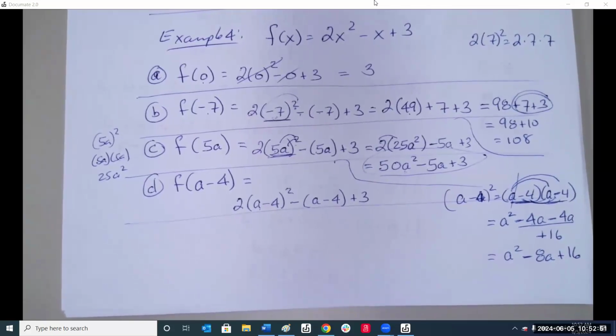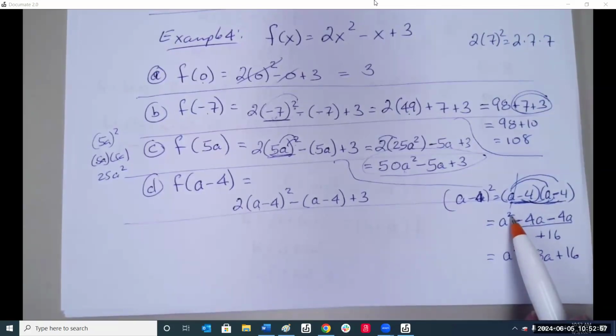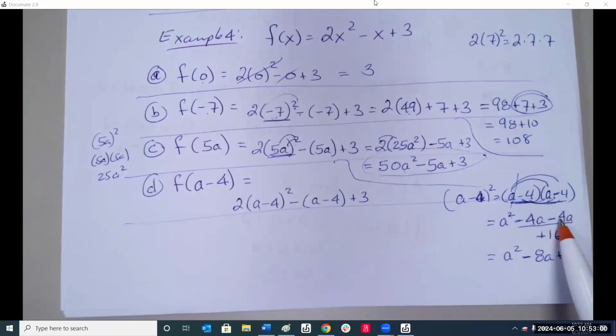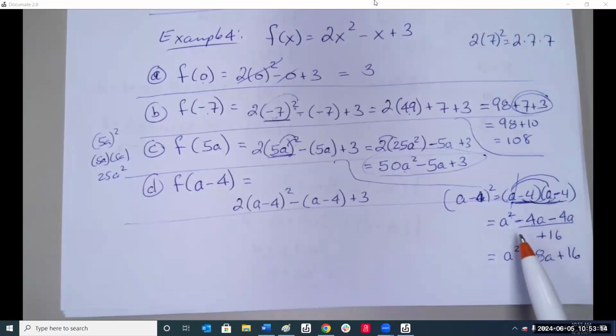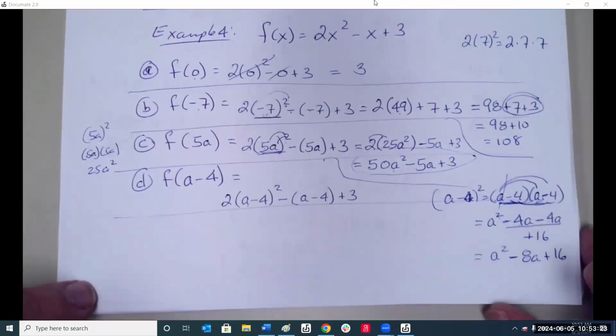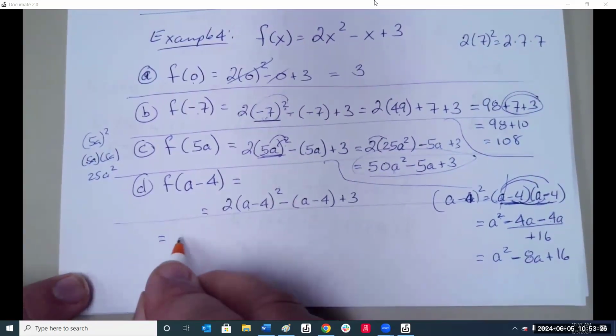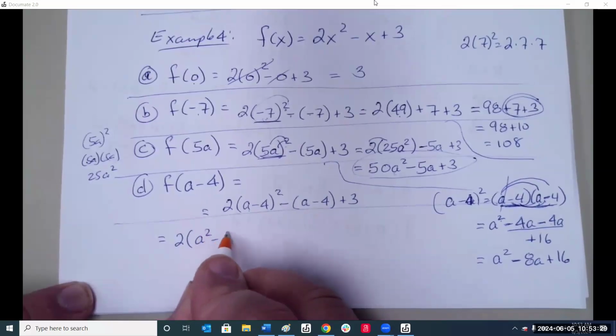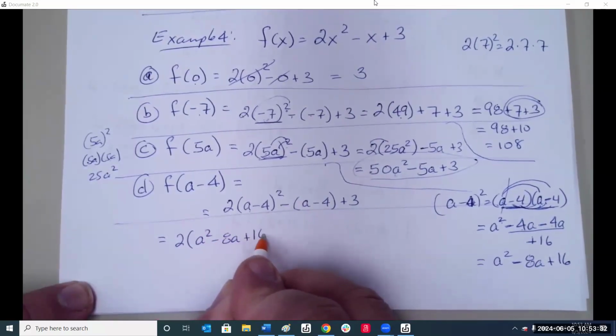You only change exponents if you multiply or divide. If you're adding or subtracting terms, you only change coefficients. So 4 plus 4 is 8, and they're both a's. It's not a squared. A squared is from a times a, which makes it a squared. So you only change exponents when you multiply. Again, this comes in chapter 3. We talk about it more. So this becomes 2 times a squared minus 8a plus 16.